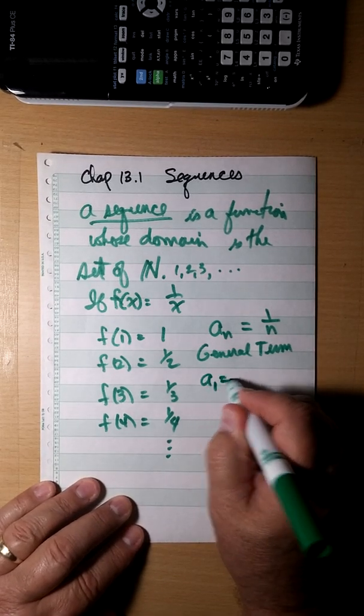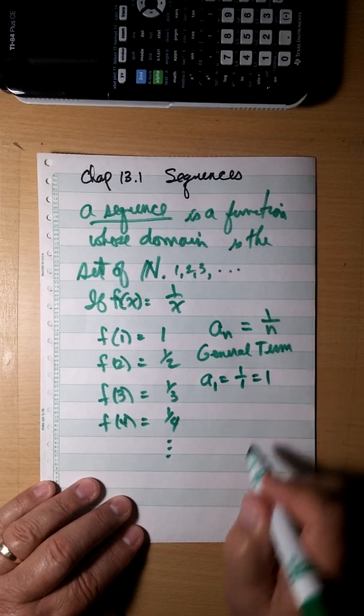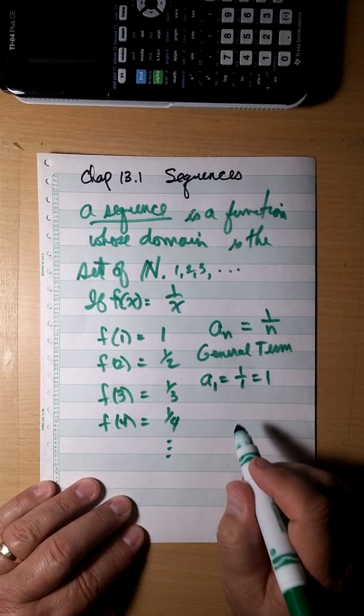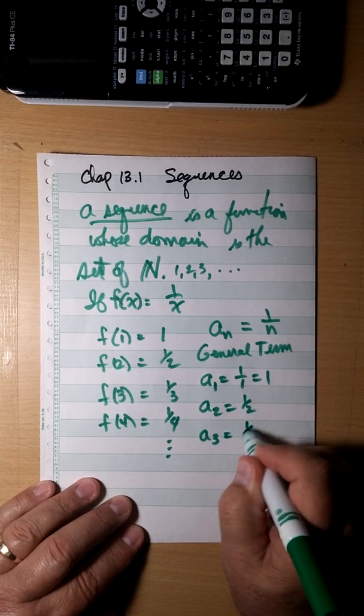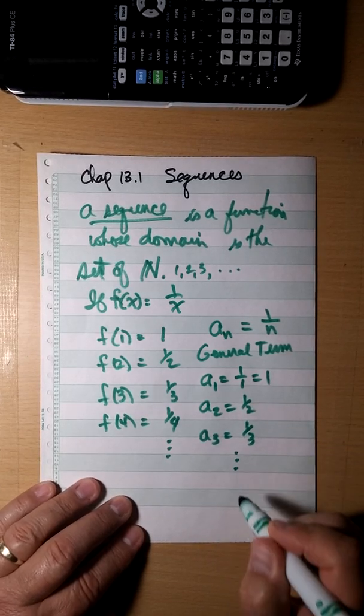So a sub 1 is 1 over 1, which is 1, the same as 1 over x. A sub 2 is 1/2. A sub 3 is 1/3, etc., etc., etc.